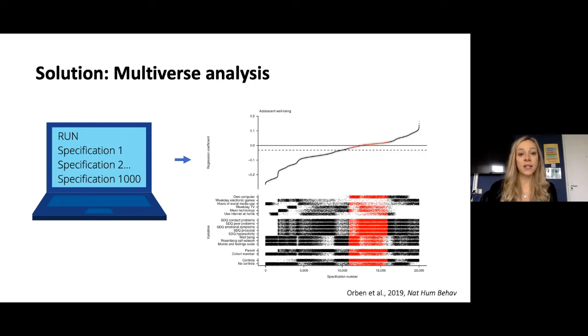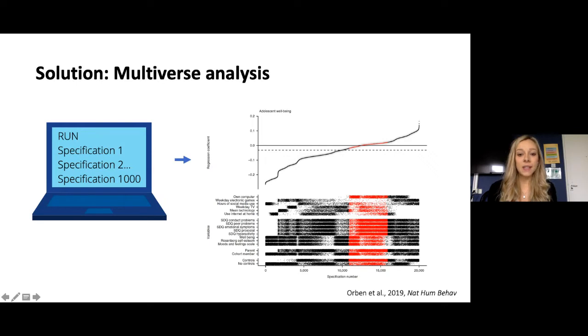So this graph shows an example of a multiverse approach by Amy Orban, looking at the relationship between digital technology use and well-being in adolescents. And so down here, we see the different analytic choices. So, for example, different ways to operationalize technology use, different measures to indicate well-being, different informants, and different statistical controls. And each dot represents the particular specification or combination of all of these things that were included.